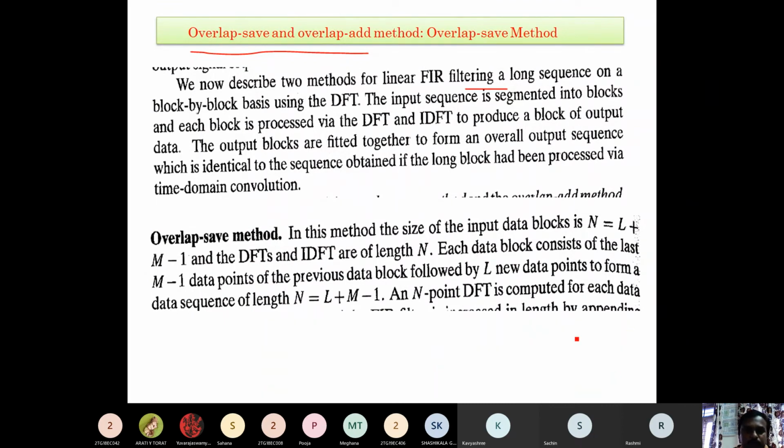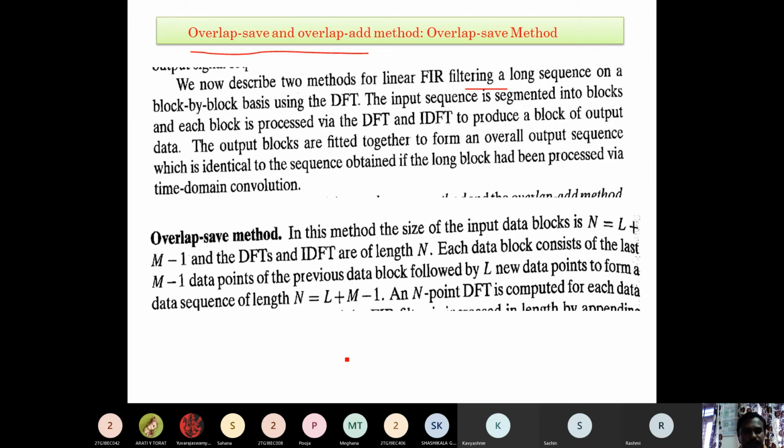The size of the input data block is similarly L plus M minus 1, and the output is L plus M minus 1 itself. But how are you performing that task? By using two methods, the overlap save and overlap add method. Here we take one input, the long sequence, which will be segmented. For each segment, DFT calculation is going to happen and IDFT calculation is going to happen.